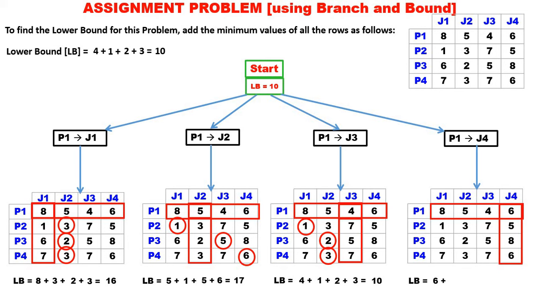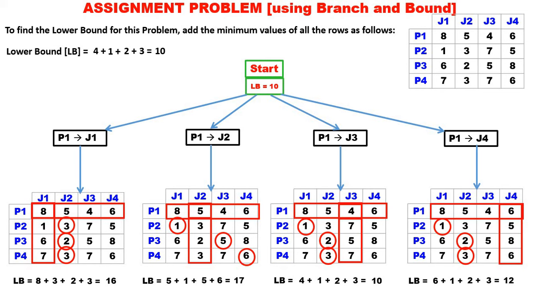Very good. Now, in the second row, among 1, 3, 7, which is the minimum value? 1 added to the lower bound. Third row, 6, 2, 5, which is the minimum value? 2 added to the lower bound. In the fourth row, 7, 3, 7, which is the minimum value? 3 added to the lower bound. So what is the value that you get? 12.